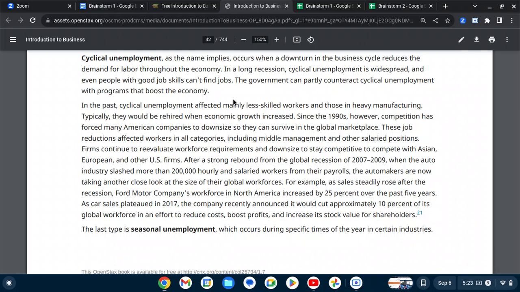firms. After a strong rebound from the global recession of 2007 to 2009, when the auto industry slashed more than 200,000 hourly and salaried workers from their payrolls, the automakers are now taking another close look at the size of their global workforces. For example, as sales steadily rose after the recession, Ford Motor Company's workforce in North America increased by 25% over the past 5 years. As car sales plateaued in 2017, the company recently announced it would cut approximately 10% of its global workforce in an effort to reduce costs, boost profits, and increase its stock value for shareholders.